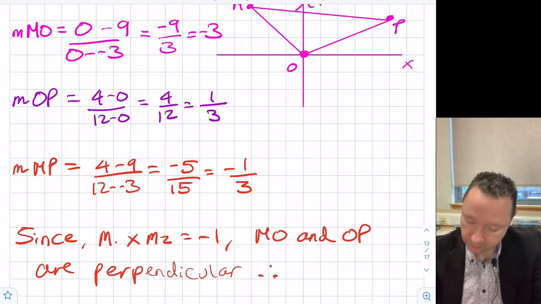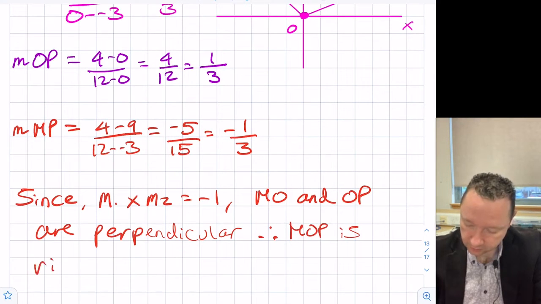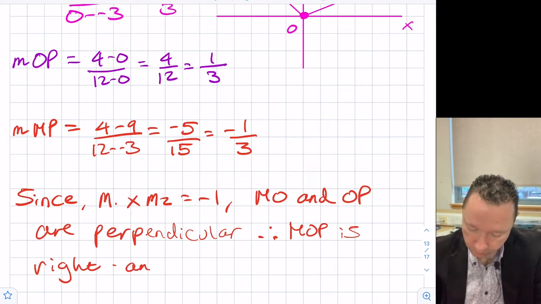And therefore we can say that the triangle MOP is right angled.